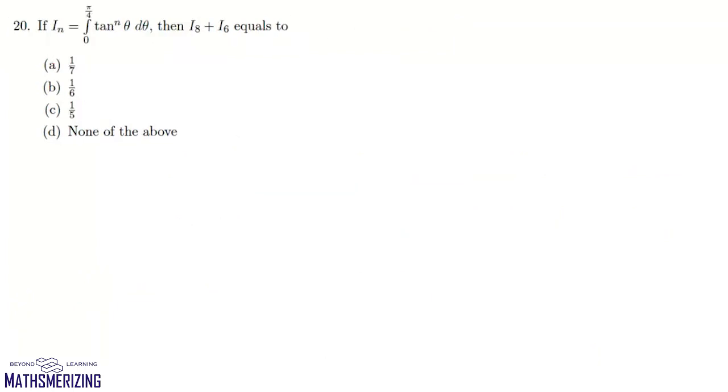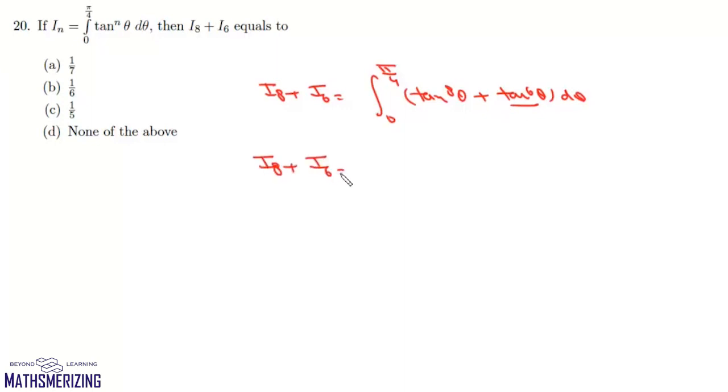Now question number 20 is, if I_n equals the integral from 0 to pi by 4 of tan to the power n theta d theta, then I8 plus I6 equals. So if we add I8 plus I6, we write this integral from 0 to pi by 4, and then it will be tan to the power 8 theta plus tan to the power 6 theta d theta. Now here we'll take tan to the power 6 theta common. So we'll get I8 plus I6 as the integral from 0 to pi by 4 of tan to the power 6 theta times (1 plus tan square theta), and 1 plus tan square theta is secant square theta d theta.